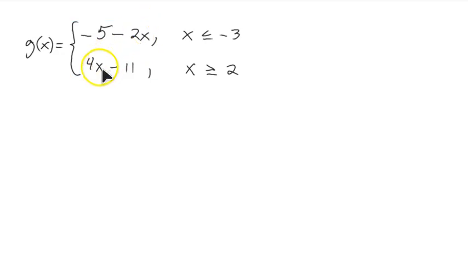This is x to the first power. This is also x to the first power. This is negative 2x to the first power. That means that this has a negative slope, and this is positive 4x, so this has a positive slope. And then the domain for the first piece is all x values that are less than or equal to negative 3, and the domain for the second piece is all x values that are greater than or equal to 2.